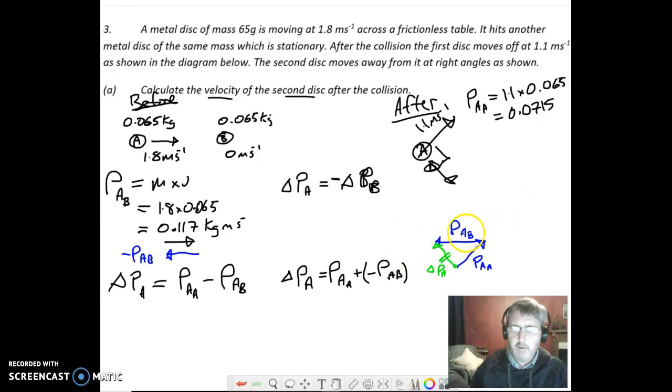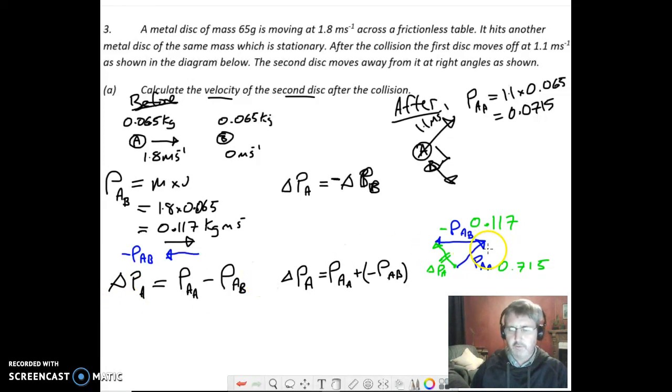Okay? And I know the values for these two. So I know that the value for the momentum of A, sorry, that's negative. The momentum for this, the magnitude is still 0.117. And I know that the magnitude of this is 0.715. So I'm just going to solve this answer to find out what the change in A is using Pythagoras' theorem.